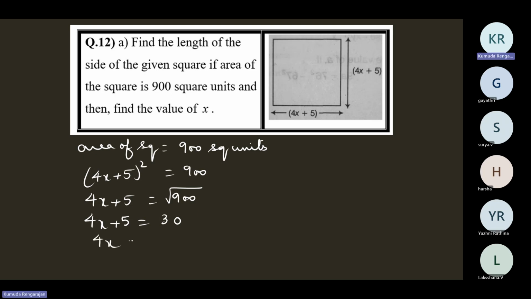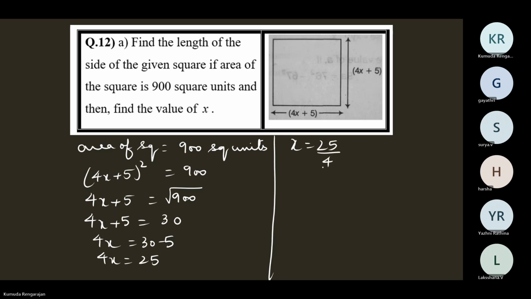So 4x is equal to 30 minus 5. 4x is equal to 25. X is equal to 25 by 4. Can write it as a fraction, decimal also. X is equal to 6.25 units or 6 1 by 4 units, whatever.